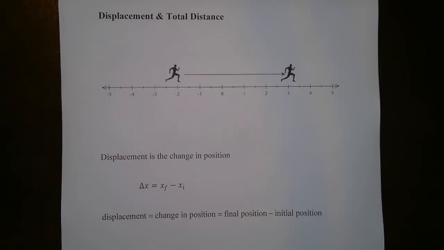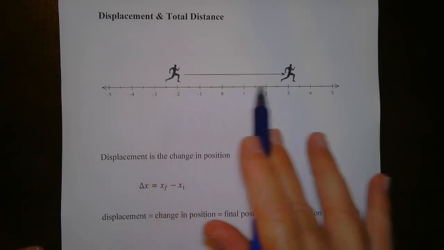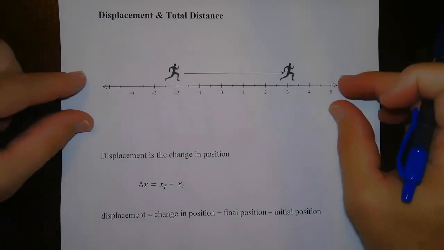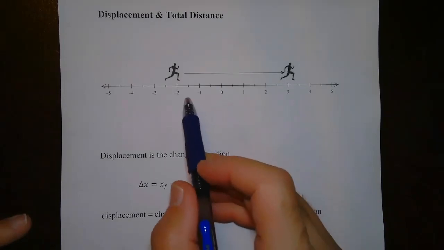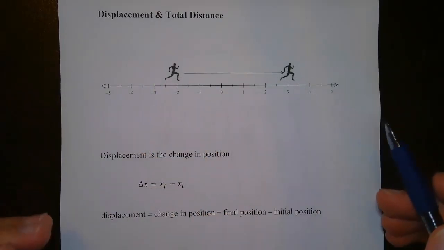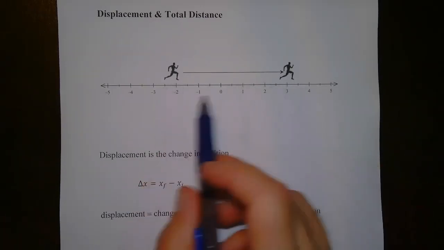Today we're going to talk about two things: displacement and also total distance, or sometimes it's called total distance traveled. What I want to talk about is a runner running towards the right. We have a scaling down here, where this is the negative side and this would be the positive side. You can think of it as being like the x-axis, so we're moving left and right.